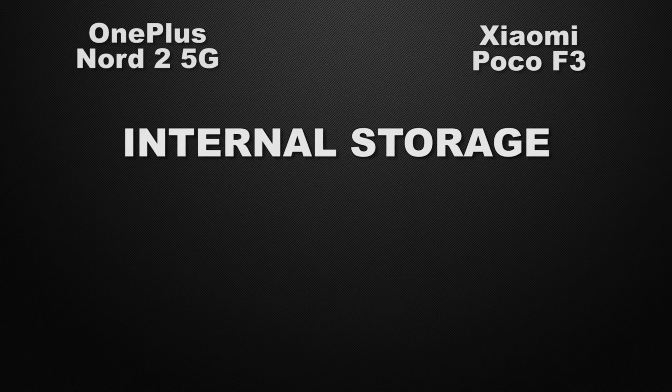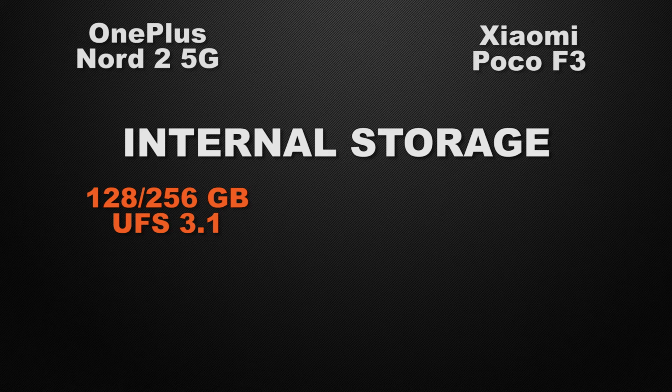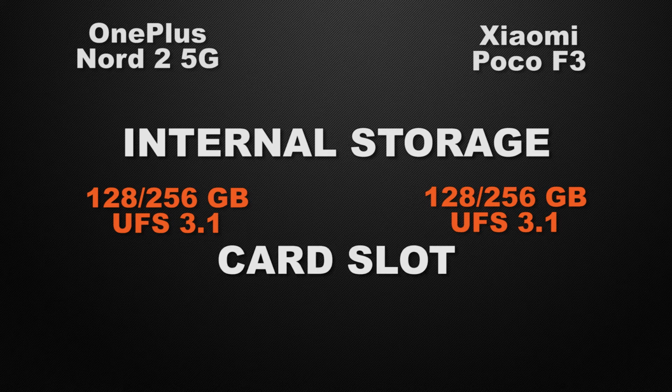Let's talk about the internal storage of the devices. Nord 2 comes with 128 and 256 GB of storage, whereas F3 has 128 and 256 GB of storage. So it's a tie here. And about the external storage of the devices, Nord 2 does not have any card slot, whereas F3 also does not have any. So it's a tie.